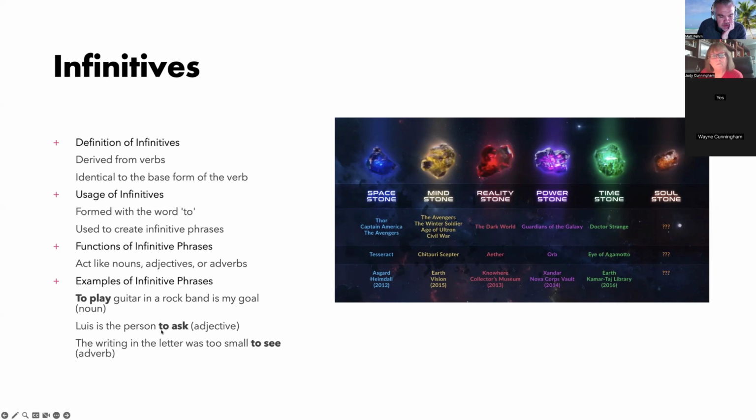Louis is the person to ask. And the infinitive is to ask, and it's acting as an adjective there. And then, the writing in the letter was too small to see. So to see is the infinitive phrase, and it's acting as an adverb. So it can act as all three, depending on how we use it in a sentence.